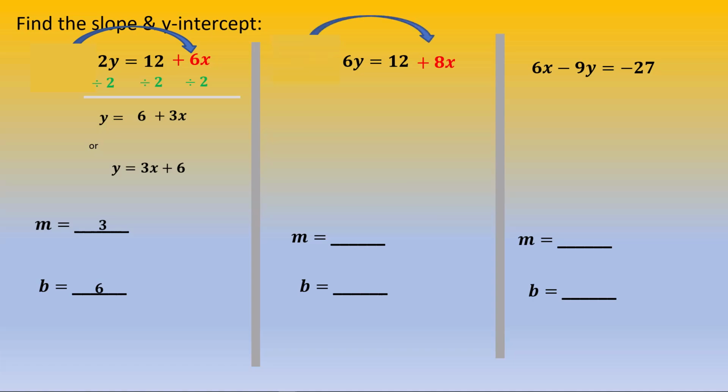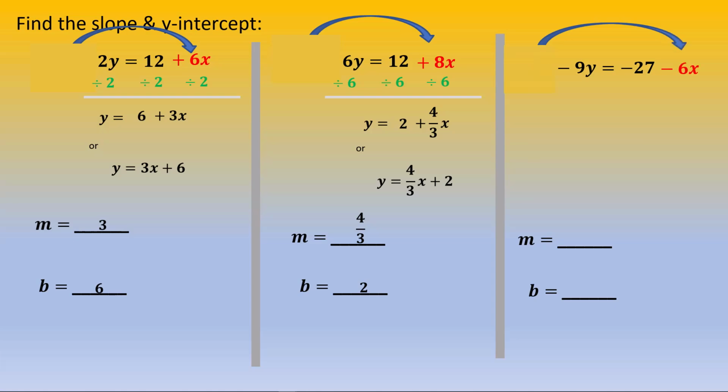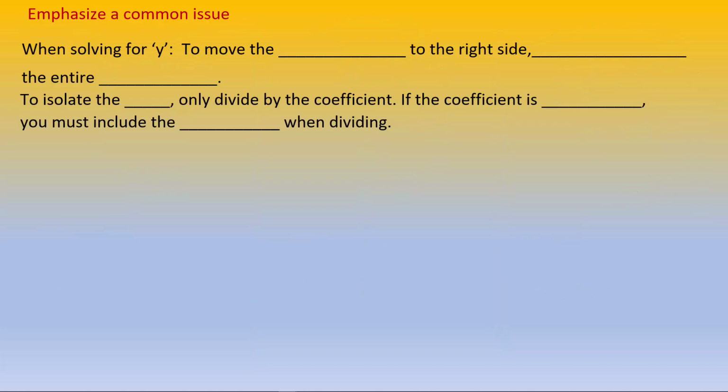In the second equation, we again move the x term over, divide all parts by 6, y equals 2 plus 4 over 3x, rearrange into slope-intercept form, m is 4 over 3, and b is 2. On this third one, again, we move the x term over, divide all parts by -9, and we get y equals 3 plus 2 over 3x, rearrange, y equals 2 over 3x plus 3, m is 2 over 3, b is 3. We need to emphasize a common issue.